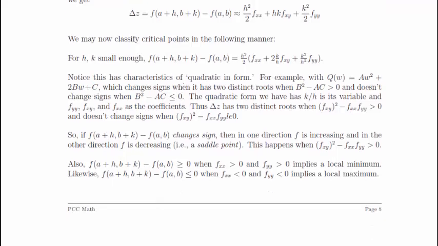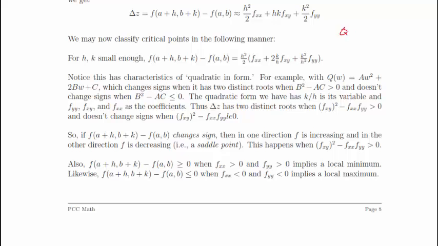So notice this has a characteristic of quadratic in form. For example, if I had the quadratic q(w) equals aw squared plus 2bw plus c, this changes signs when it has two distinct roots. So it'll have two distinct roots when b squared minus ac is greater than 0. I want to show you where this is coming from.